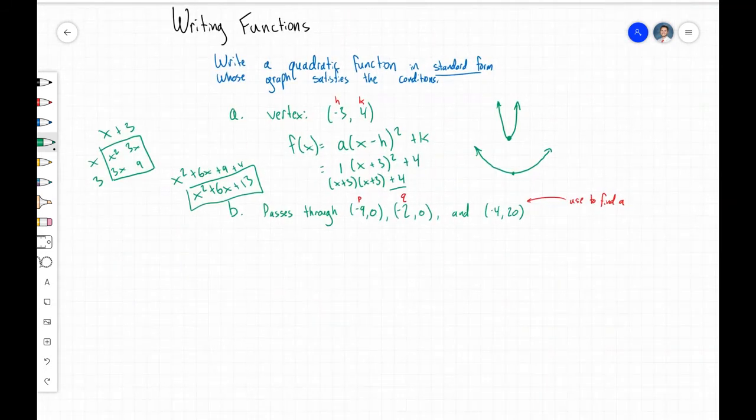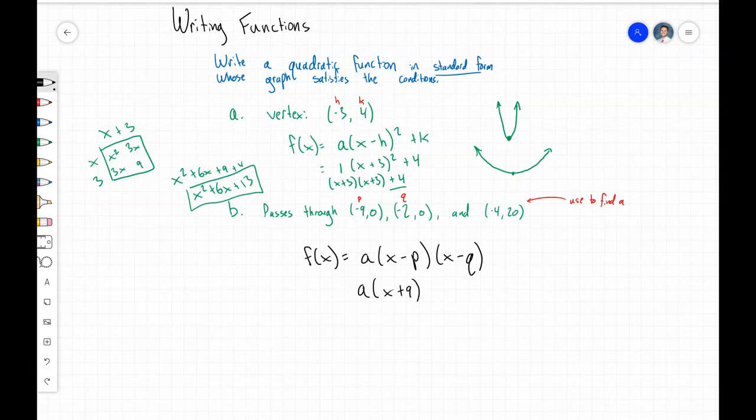We want one that passes through -9, 0, -2, 0, and -4, 20. So remember that these first two are our x-intercepts. Those are the zeros of our function. And so we can start by writing an intercept form. So remember, intercept form will be f of x equals a times x minus p, x minus q. So if we have p is -9, then that would be x plus 9. And q is -2, that would be x plus 2.